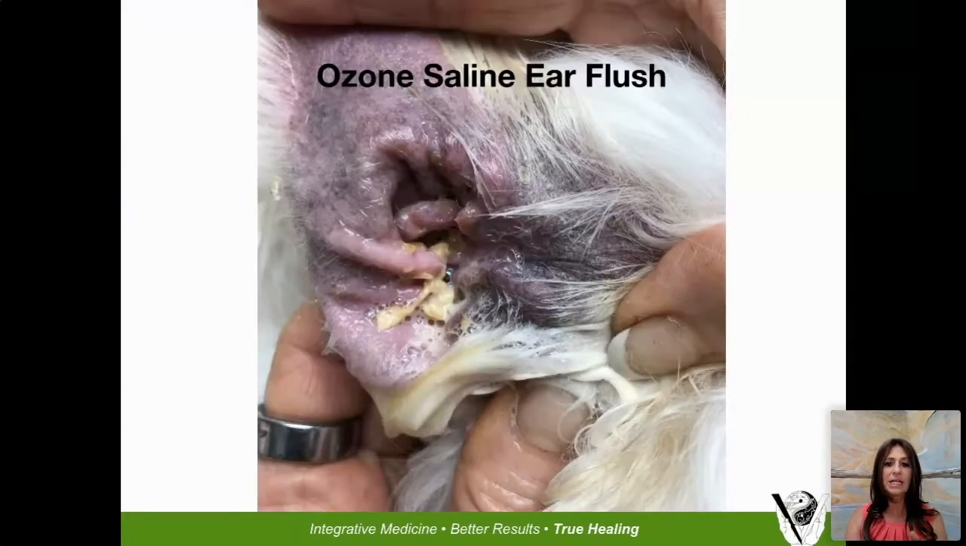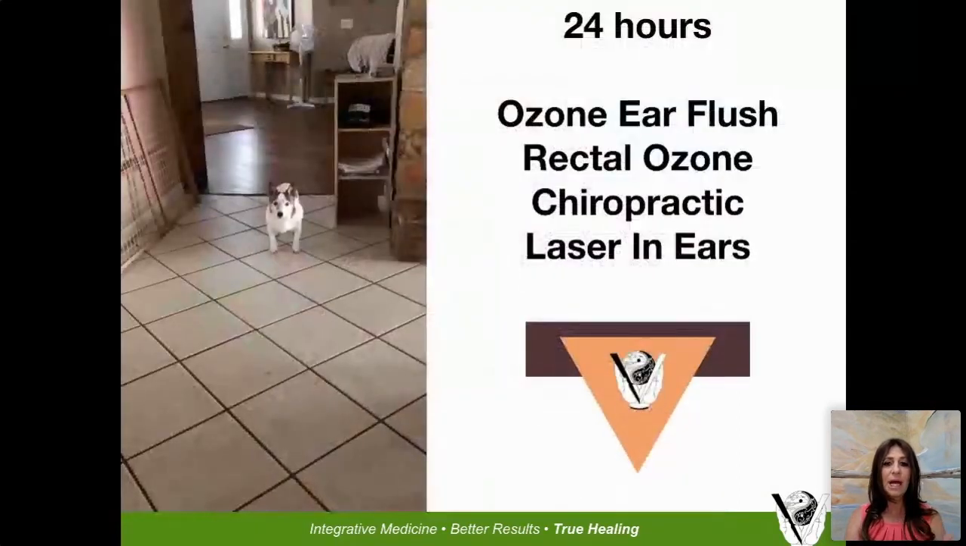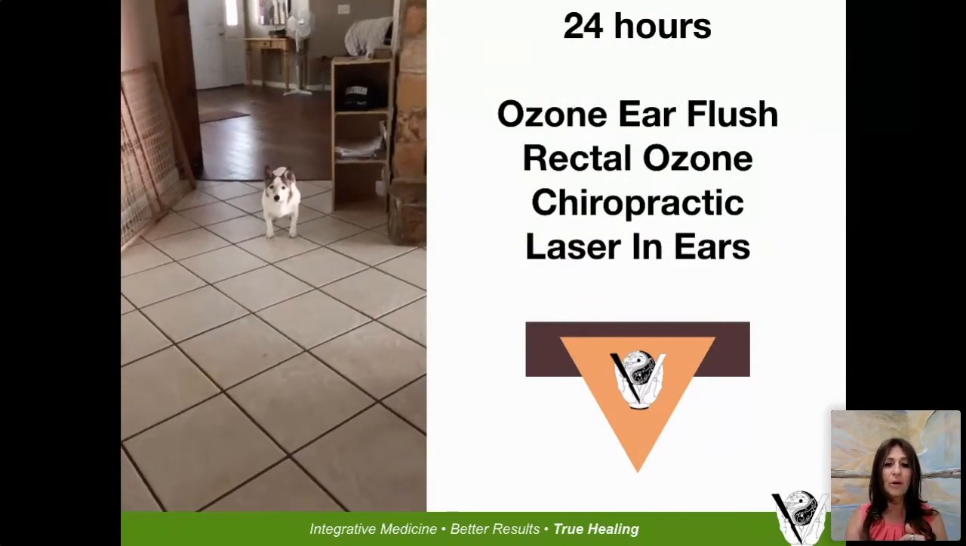So we did our cytology. We flushed the ear with ozone. We put him on our magnetic resonance machine. We reset his parasympathetic nervous system, and we lasered him. Ozone I already mentioned, and he got a chiropractic adjustment. And this is him 24 hours later.